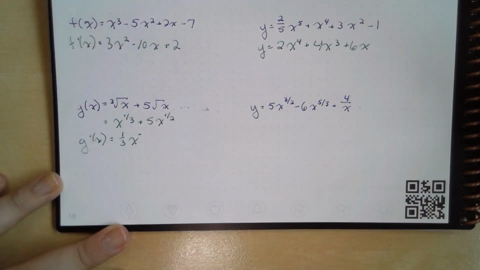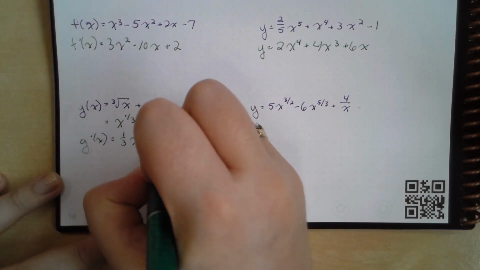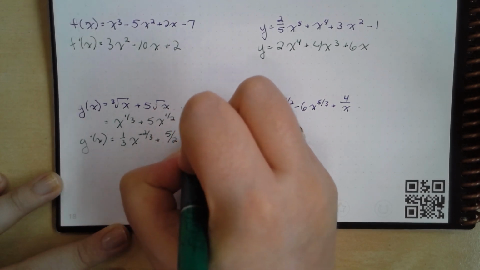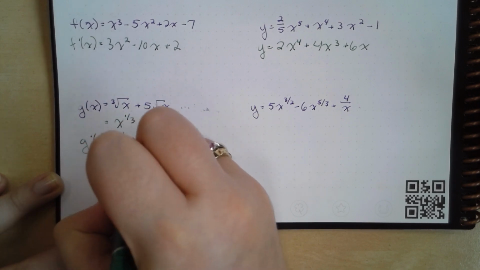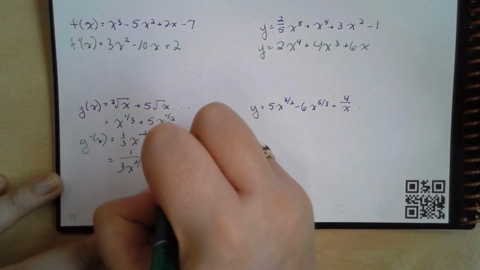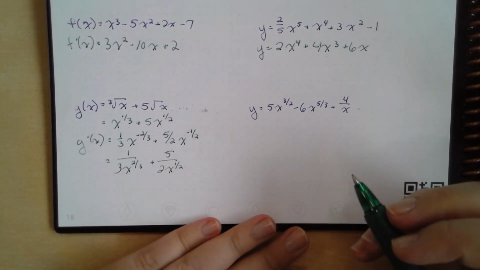Is that right? Negative 2/3 plus 5/2 x to the negative 1/2. So I can rewrite that as 1 over 3x to the 2/3 plus 5 over 2x to the 1/2, or 2 radical x, whatever you prefer.